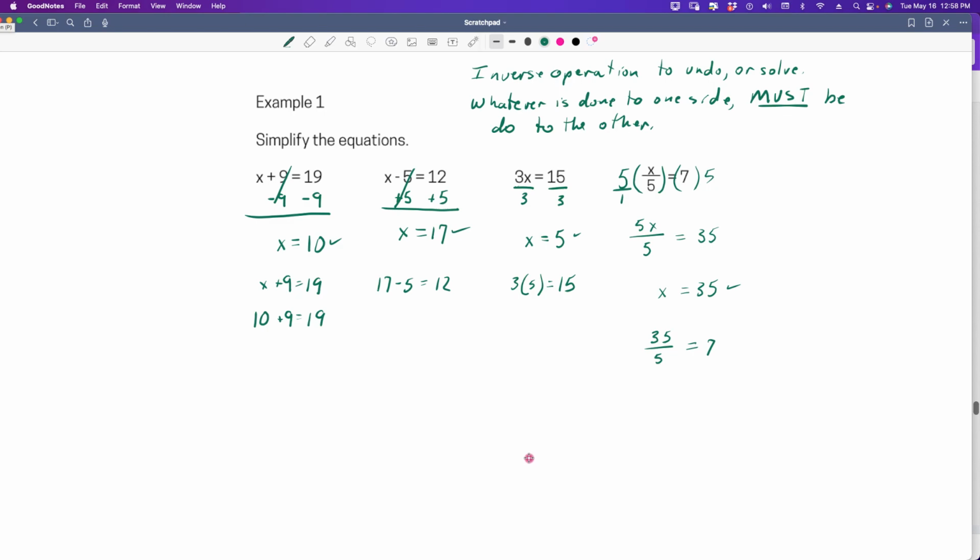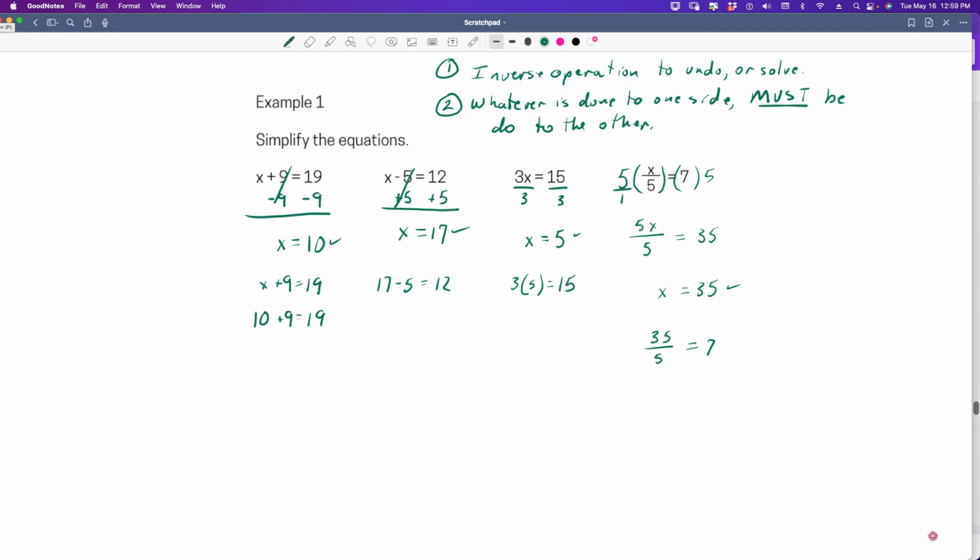So you can see how if we do these two things, 1, the inverse operation to undo or solve, and 2, whatever you do to one side, do to the other, you will find the solution to your equation that satisfies the unknown information and makes the equation true. That is always the point of solving an equation, is to find out what makes the equation true.